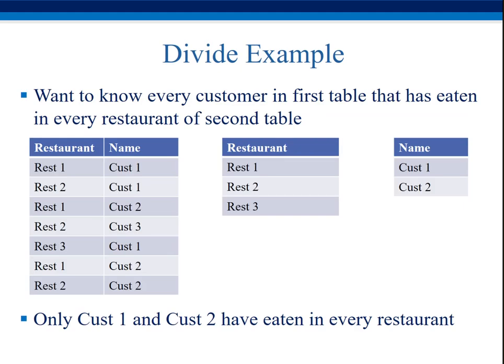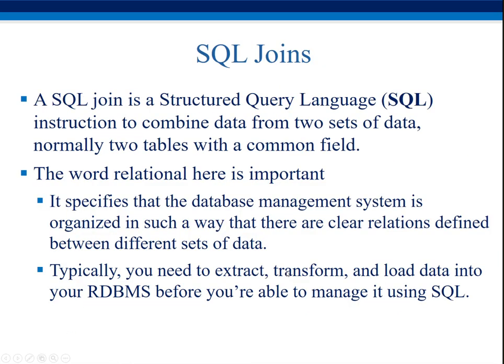And I've given you a little easier example. We want to know every customer in the first table that's eaten in every restaurant in the second table. So these customers must have eaten in restaurant 1, 2, and 3. So you can see customer 1 has eaten in 1, 2, and 3, and customer 2 has eaten in 1, and I think I did a typo. I did it twice. But you can see the point over here. Only customer 1 has eaten in every restaurant.